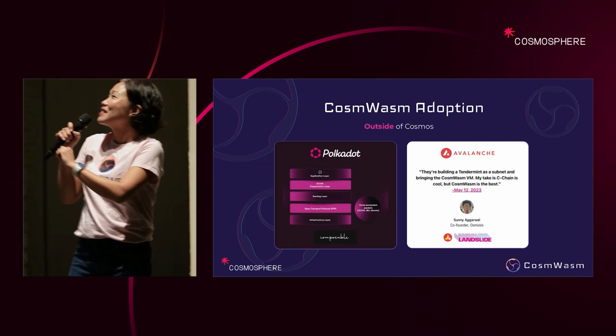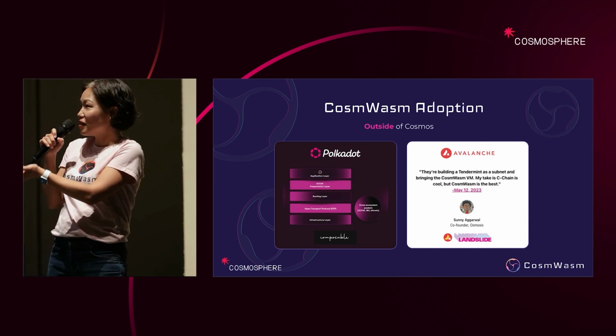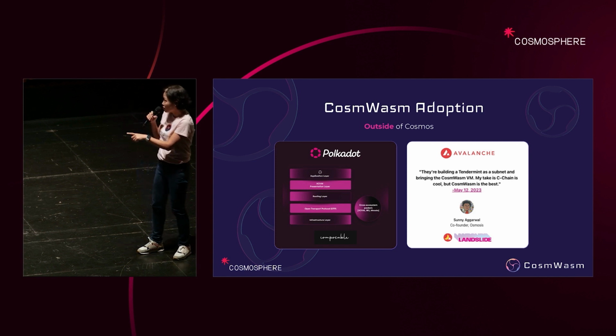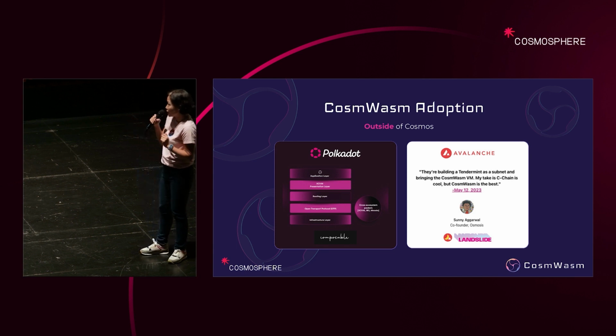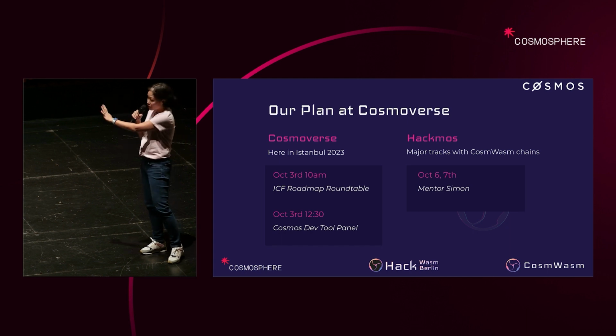I'll be quick. Outside of Cosmos, we also see CosmWasm adoption. Composable launched their mainnet last year on Polkadot using CosmWasm, bringing IBC there. And Landslide is doing the same thing on Avalanche, and it's in its testnet stage at the moment. Next, please.